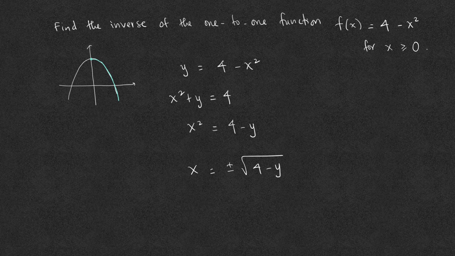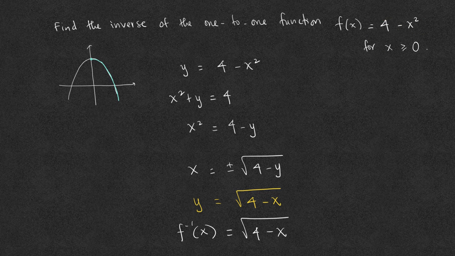The question is now, which piece do we use to obtain the inverse? Now, x is given positive only, so we cannot use the negative piece. Therefore, we replace x with y and y with x to get y equals positive the square root of 4 minus x. We then replace y with f inverse of x to obtain the inverse function for the given one-to-one function.